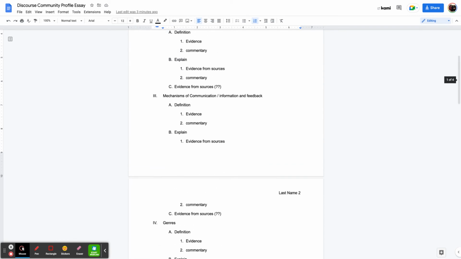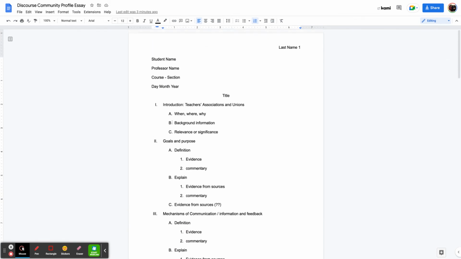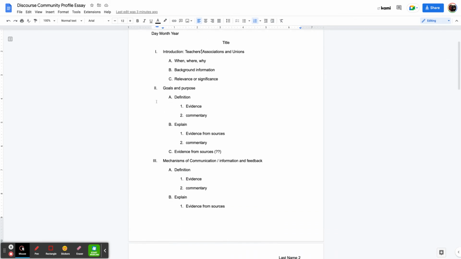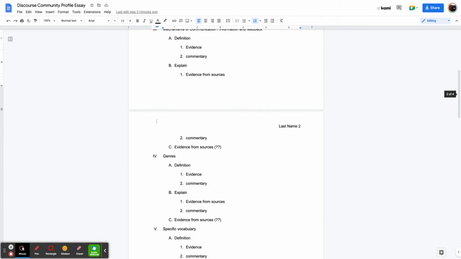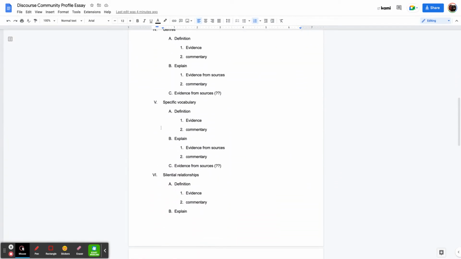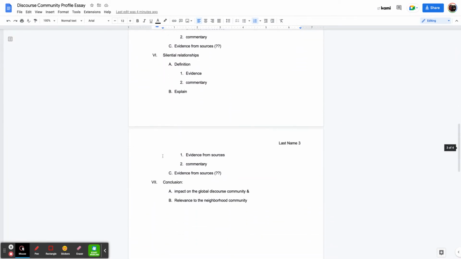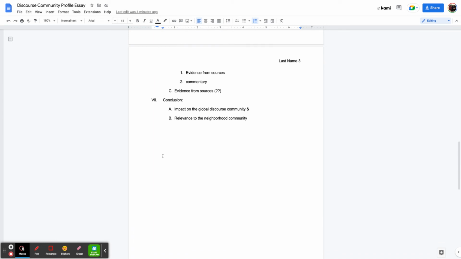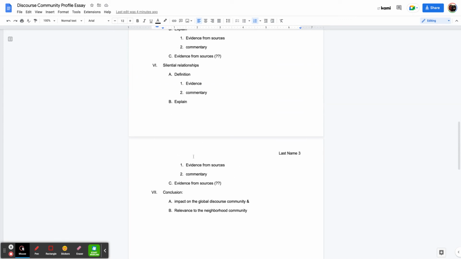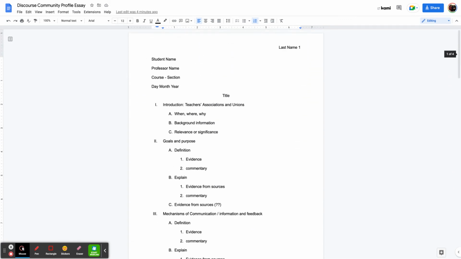Now, if you're not familiar with Roman numerals, you need to brush up. The single I is one, II is two, triple I is three, IV is four, V is five, and so forth and so forth. If your essay extends past eight, which is VIII, nine would be IX, because X in Roman numerals is 10. And from there, it can be really interesting to count.